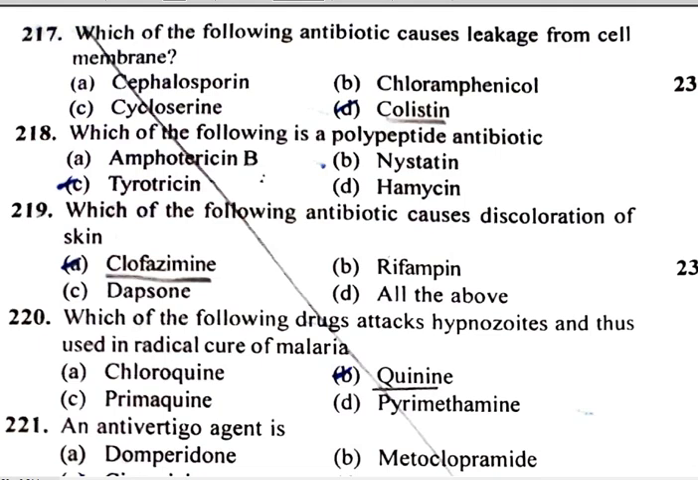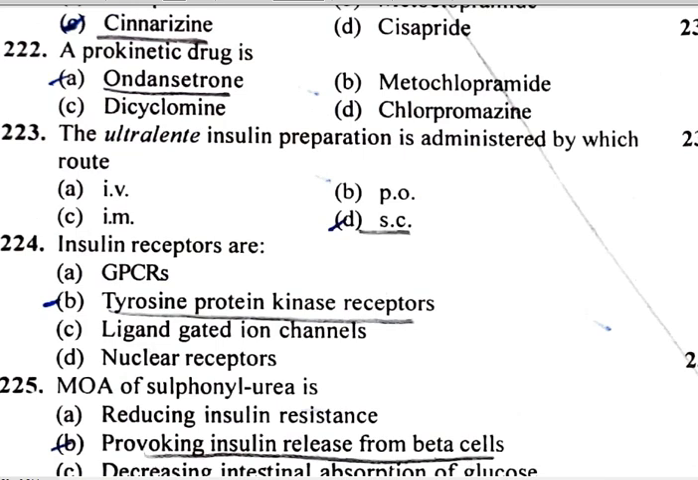Next is, which of the following antibiotics causes leakage from cell membrane? That is colistin. Which of the following is a polypeptide antibiotic? That is tyrothricin. Which of the following antibiotics causes discoloration of skin? Clofazimine. Which of the following drugs attacks hypnozoites and thus is used in radical cure of malaria? That is quinine. An anti-vertigo agent is cinnarizine. A prokinetic drug is ondansetron.